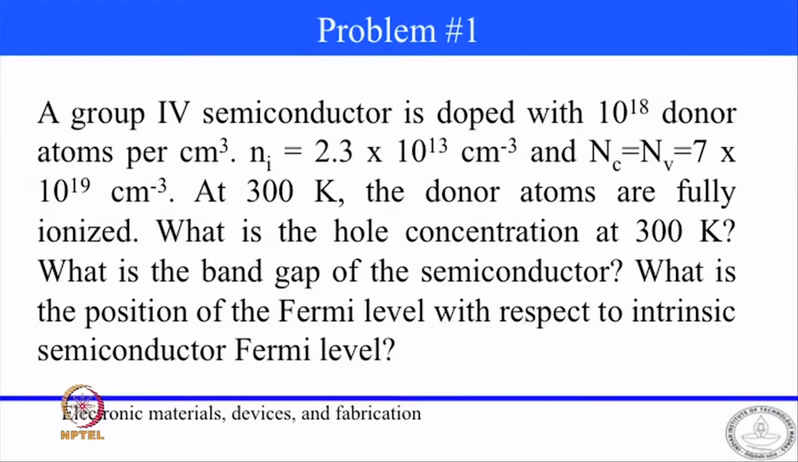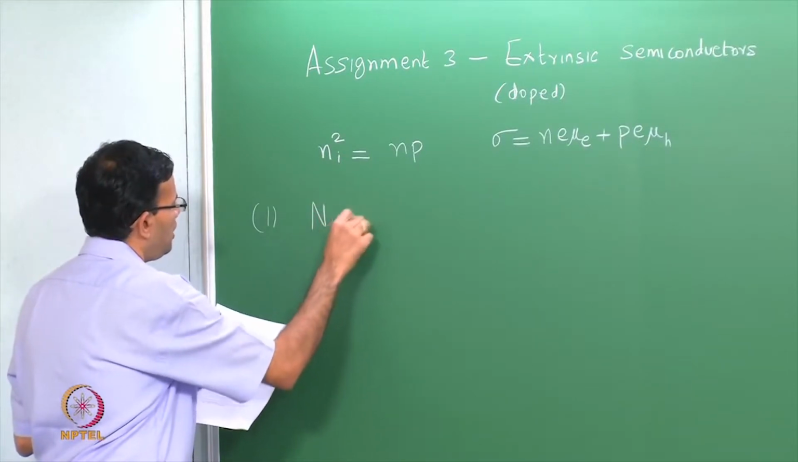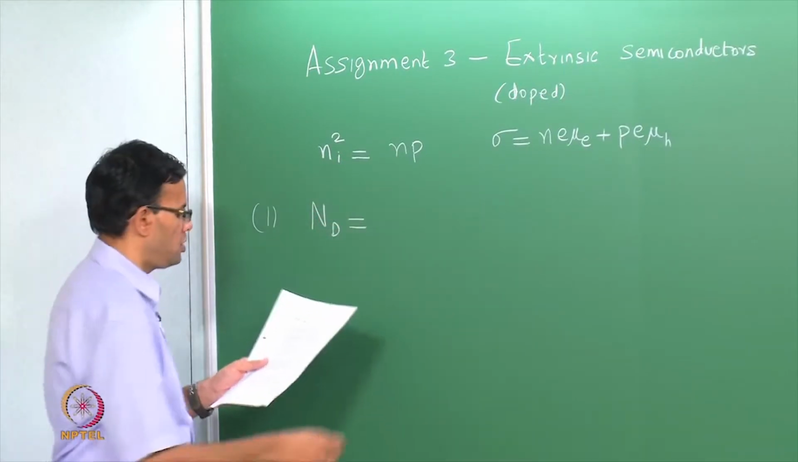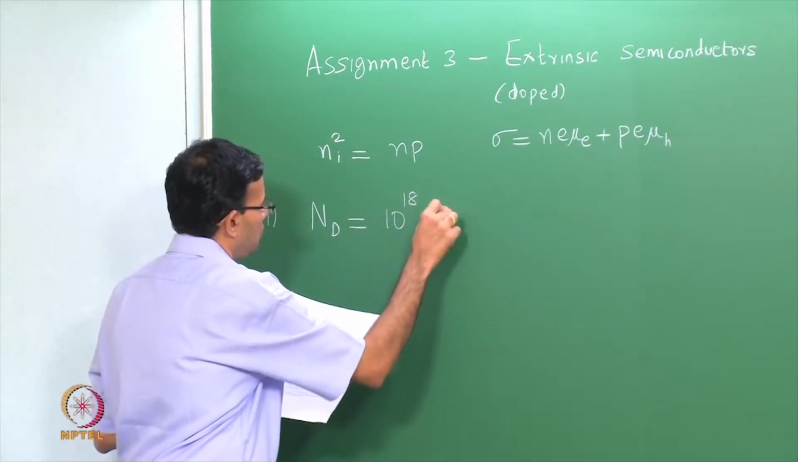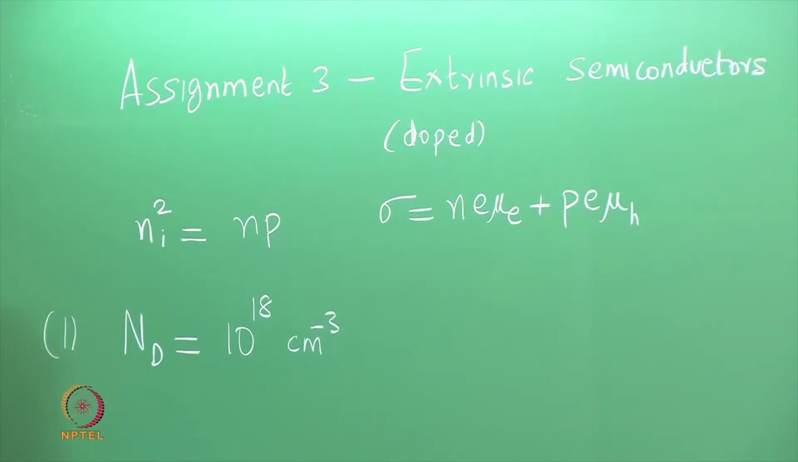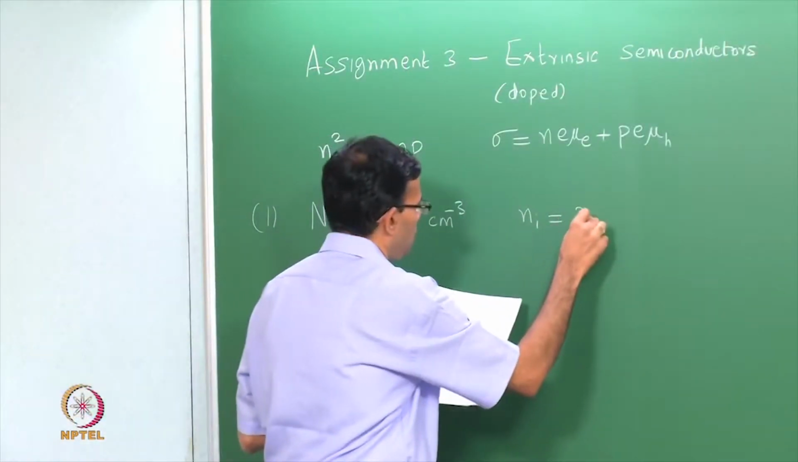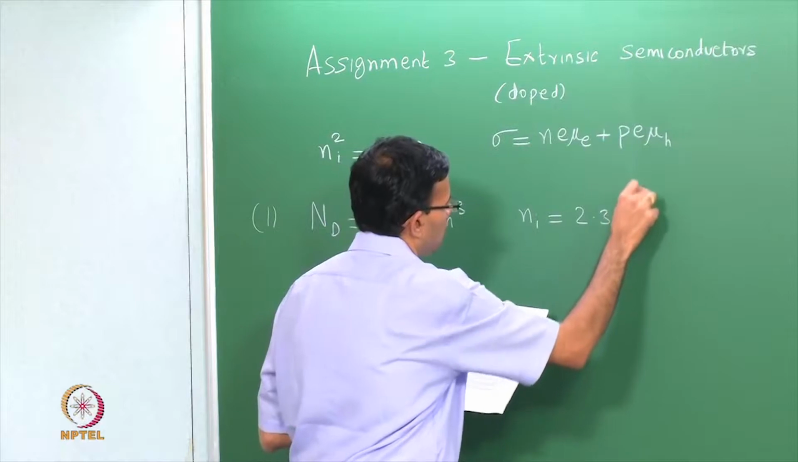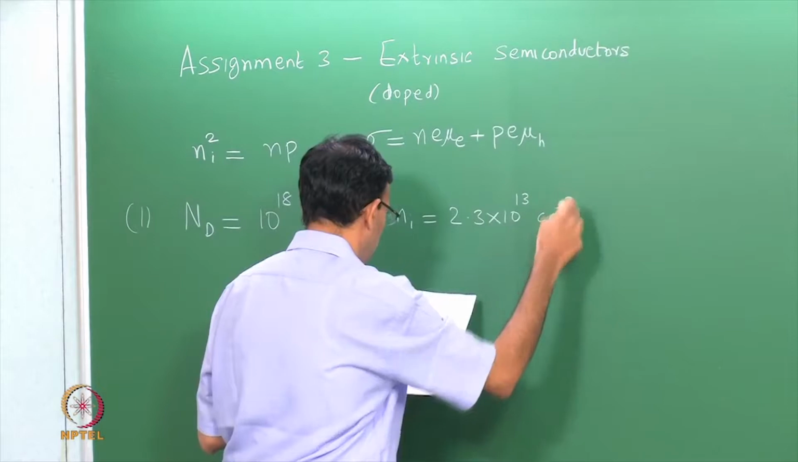So, let me look at question 1. We have a group 4 semiconductor doped with donor atoms Nd. The donor atom concentration is 10^18 per centimeter cube. The intrinsic carrier concentration is given. So, ni is given as 2.3 times 10^13 per centimeter cube.